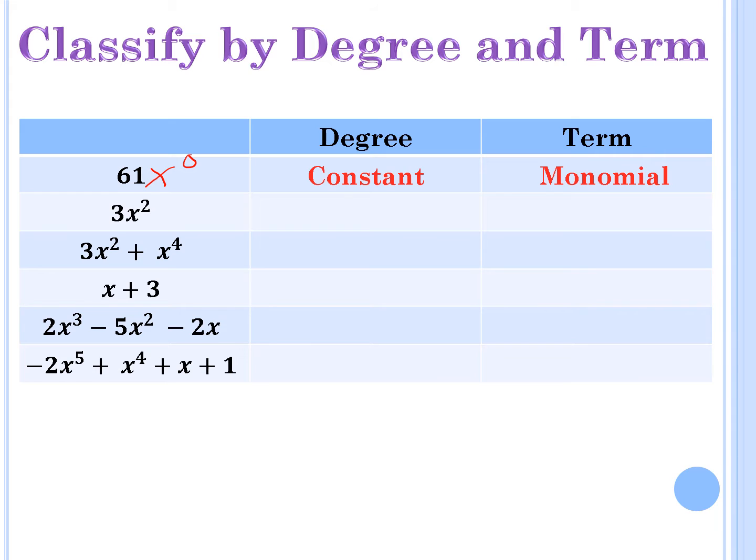3x squared. Well, the biggest exponent is 2 on the variable, so that's a quadratic, but there's still only one term because there's no addition or subtraction. Okay, so monomial.